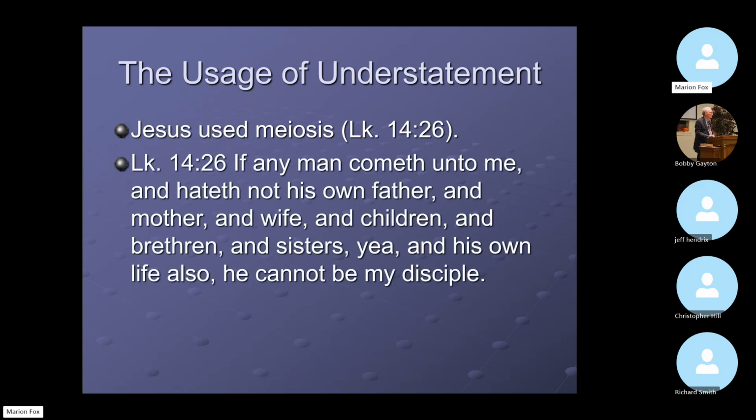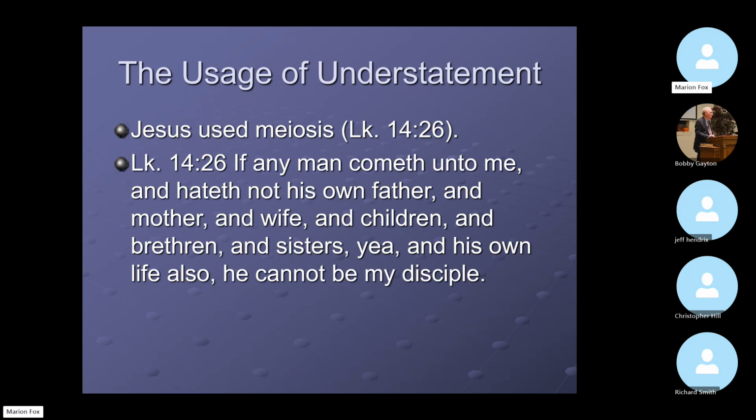Jesus used meiosis in Luke 14:26: "If any man cometh unto me and hateth not his own father, and mother, and wife, and children, and brethren, and sisters, yea, and his own life also, he cannot be my disciple." Now, what's he saying? He's saying you're to hate your father? Well, we're even to love our enemies. Certainly we're to love our parents, our father and mother, and wife and children, and so forth. But what's he saying then? He's saying that your love for me is so great that your love for them seems like hatred, by contrast.